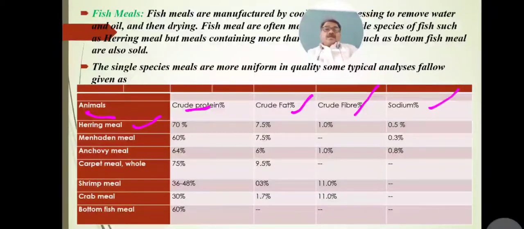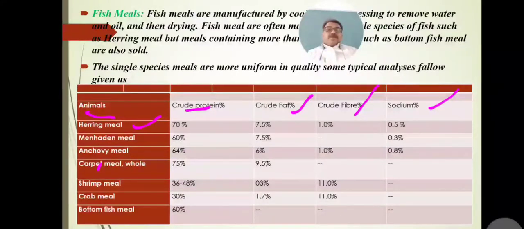Then carp meal, whole carp. Remember that here it is carp, not carpet, simple. This carp meal, whole carp, is produced with 75% crude protein, 9.5% fats, crude fiber not reported, and sodium also not reported. Shrimp meal has 36 to 48% protein, 0.3% fats, and 11% fibers. Again sodium is not reported.